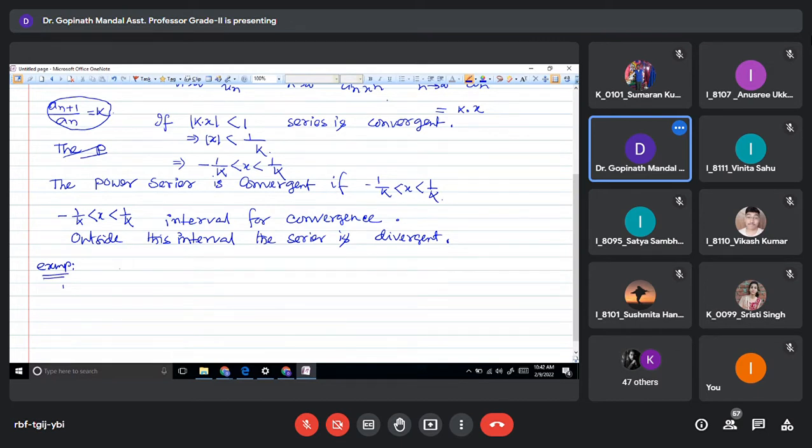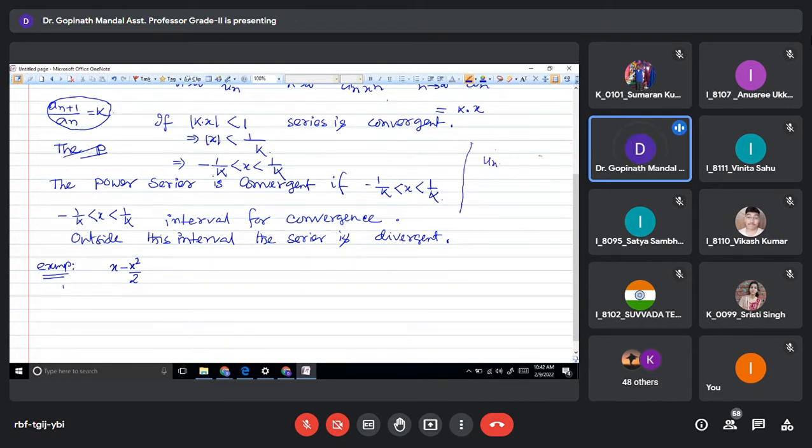Sir, why are you taking mod, sir? In the almost that you mod. Okay. First take an example, then explain the mod. Take the series x minus x square by 2. Okay, first discuss why mod.